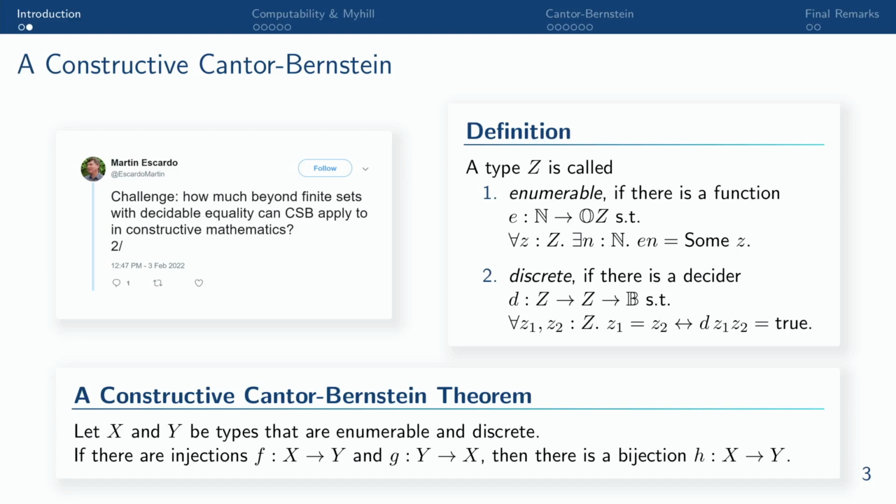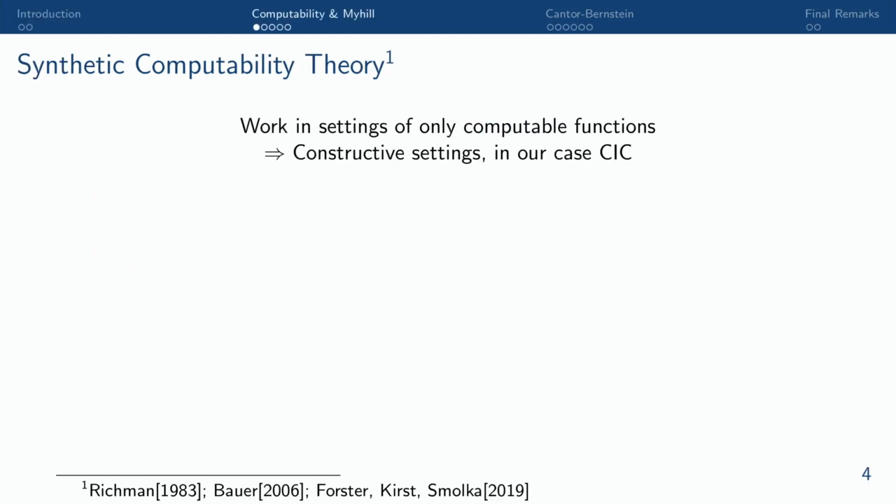But before we go to the proofs in detail, I quickly want to talk about why we were actually interested in this topic. Because we came from a bit different direction, namely so-called synthetic computability theory. And the rough idea of synthetic computability theory is to work in a setting of only computable functions. So you work in a setting where you know or you can assume that all functions that appear are already computable. Constructive settings are therefore, of course, good candidates, as it was explored by Richman and Bauer. And we now work in the constructive type theory of Coq, the calculus of inductive constructions.